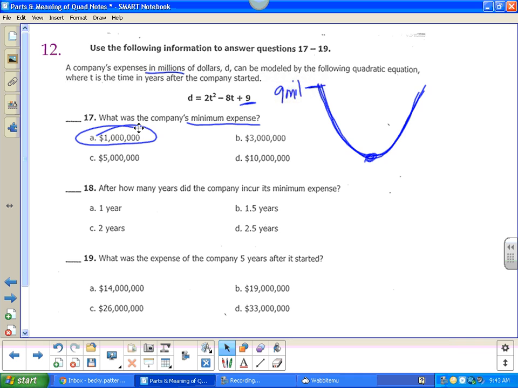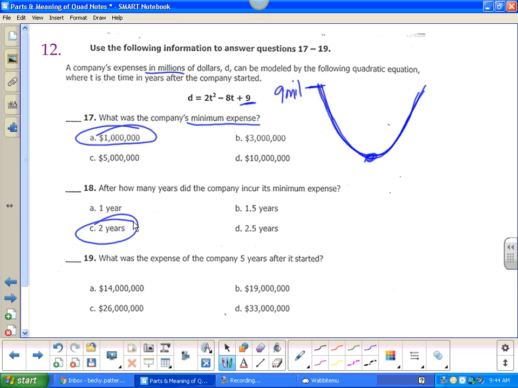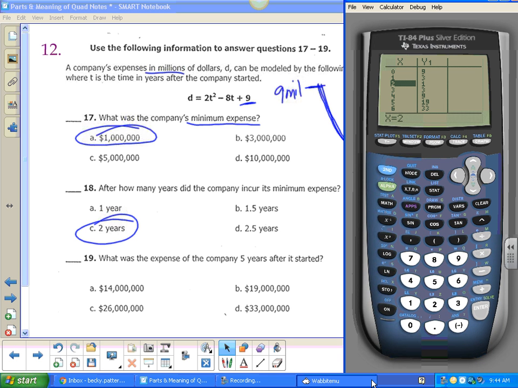Now this one says, how many years did the company incur its minimum expense? Well, that wants the 2 years. It happened 2 years into this. What was the expense of the company 5 years after it started? $19 million.